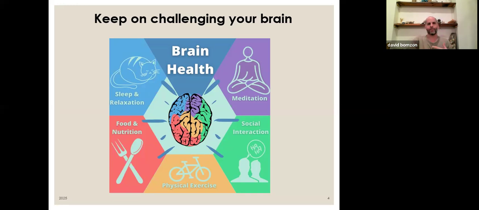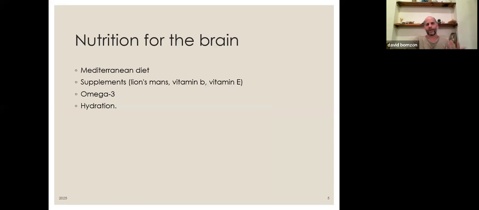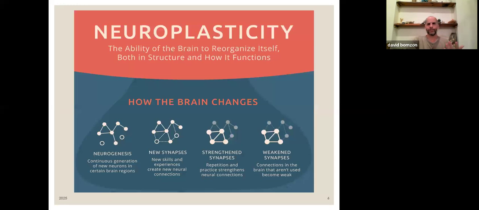But we're going into the idea of the brain. So the idea of nutrition of the brain, I'm going to jump to what's more important for our topic today, which is more the idea of neuroplasticity.